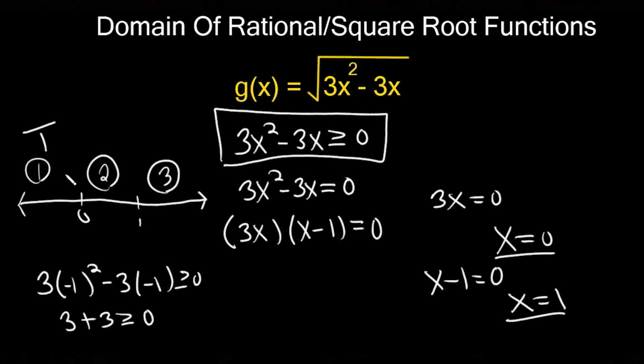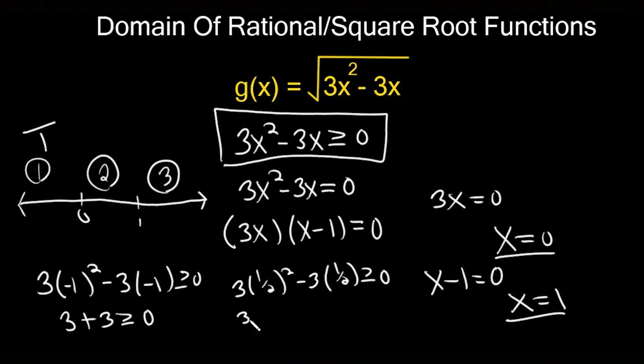And then you'll see why we're doing this. At the end, we'll put it all together. So I just want to test the last two regions down. So now I have to pick a number in between 0 and 1. I'll go ahead and pick a half, okay? So if I plug a half in, what happens? So I get 3 times a half, and then square it, and then minus 3 times a half, and then greater than or equal to 0.